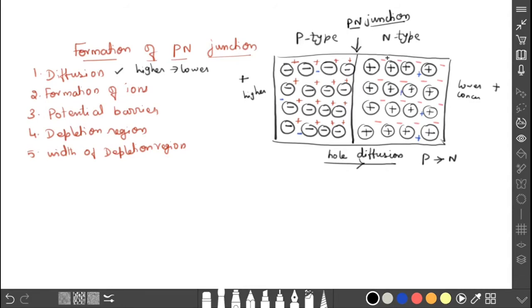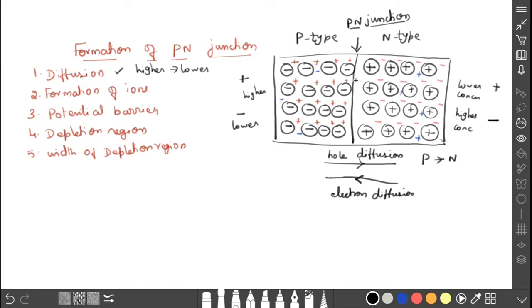The same thing happens in N type also. See this N type, here electrons are more, so there is higher electron concentration. When we come to the P type, the electrons have lower concentration. So what will happen? The electrons will start to move from N type to P type. Electron diffusion will take place in this direction. So as soon as the P and N are combined, the first step is diffusion. The holes will move from P to N and the electrons will move from N to P. So how long does it continue?